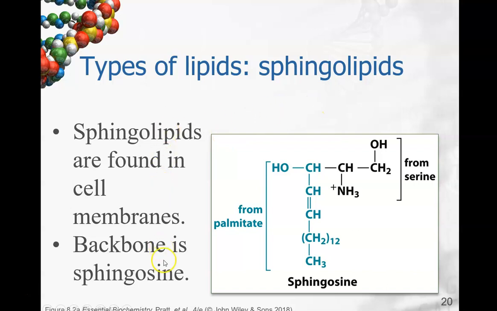So their backbone is sphingosine. So this whole structure right here is sphingosine. This drawing from our textbook shows how sphingosine is built from a palmitate fatty acid and from serine right here. So this whole thing is called sphingosine. What we can do is add a fatty acid here, and instead of an ester functional group, we'll get an amide. And we can add a phosphocholine group right here because we have an OH group.